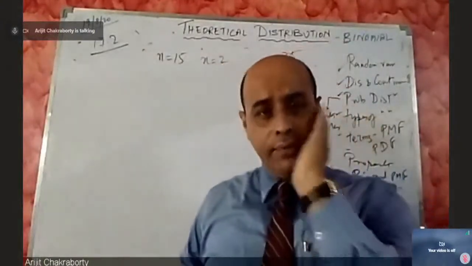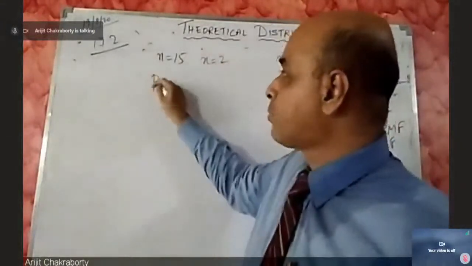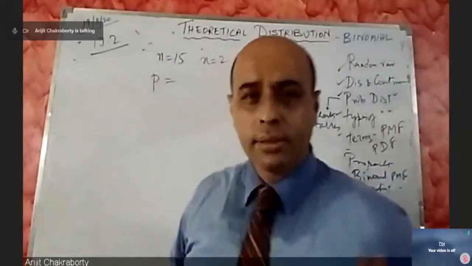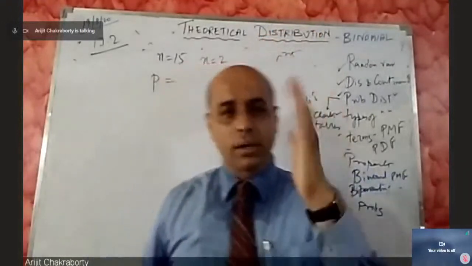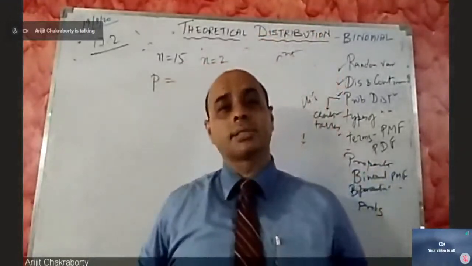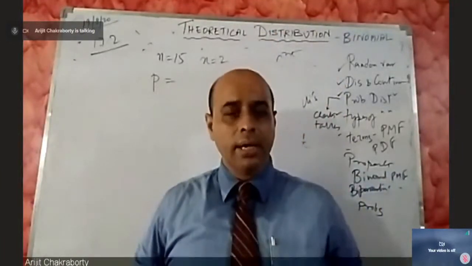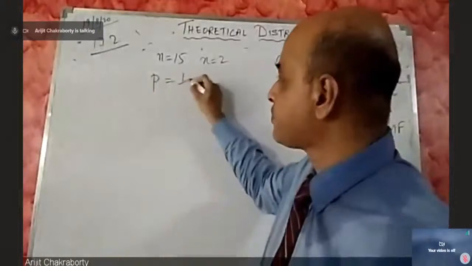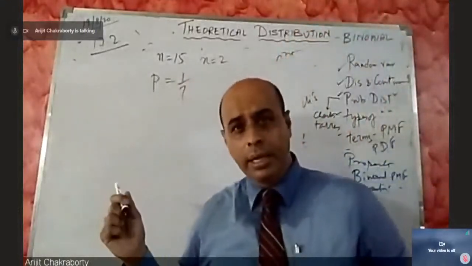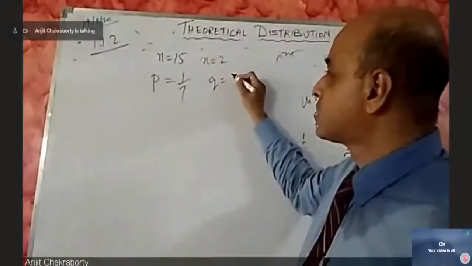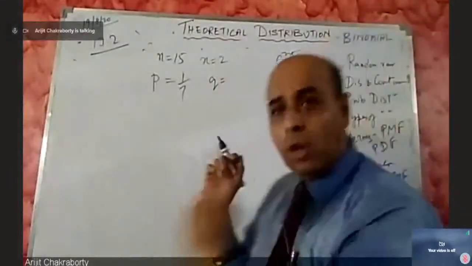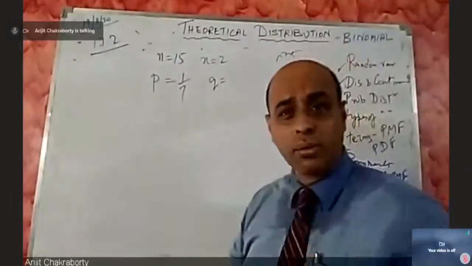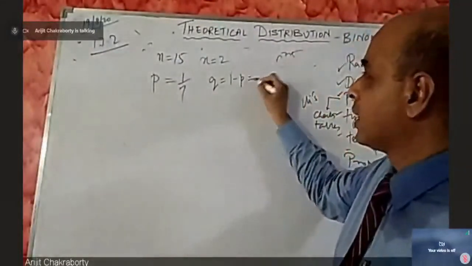Now in a week there are 7 days. So what is the probability of getting a Sunday? Randomly, if I give you a date, say 23rd of September, what is the probability it is a Sunday? There are 7 days and your favorable option is Sunday. That means the probability is 1 by 7. Therefore, Q, the failure, that means it is not a Sunday, is Q equal to 1 minus P, that is 6 by 7.